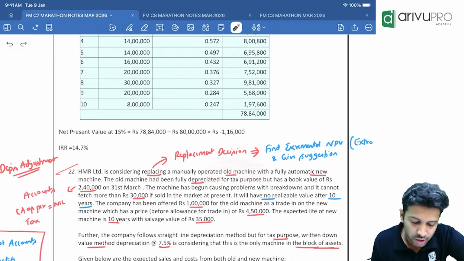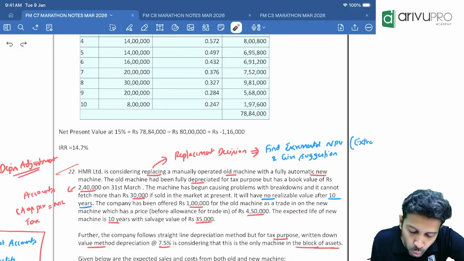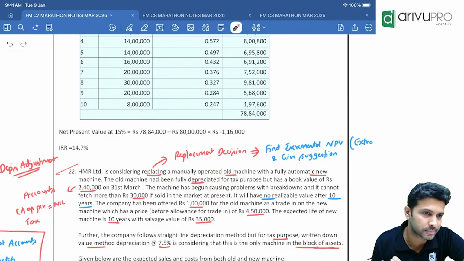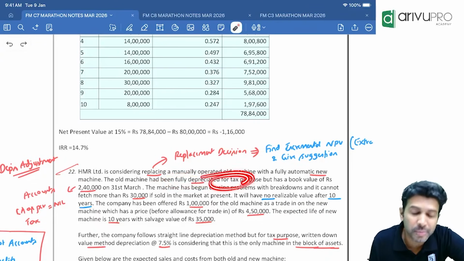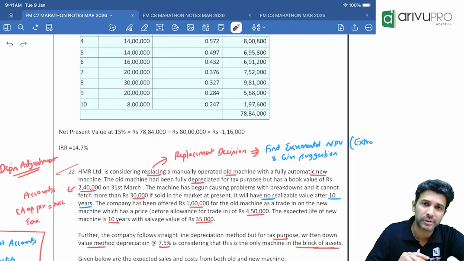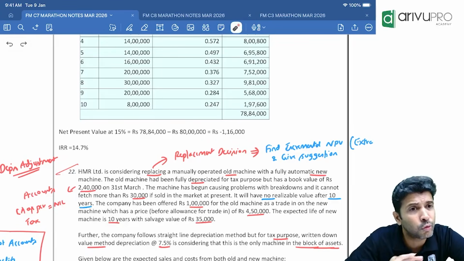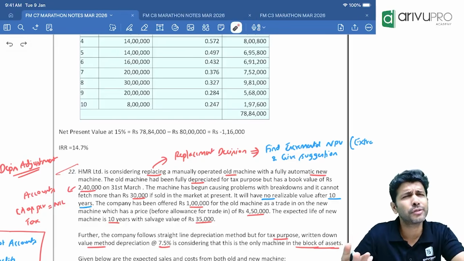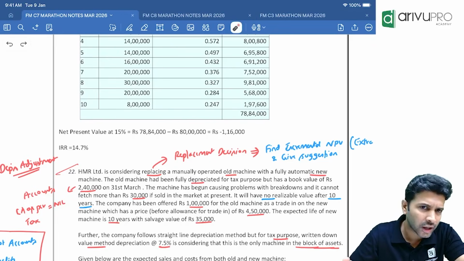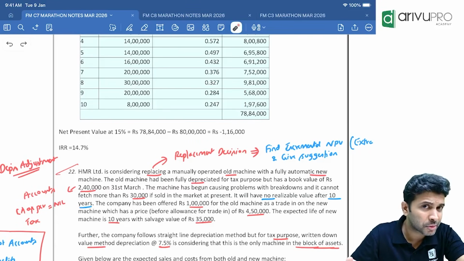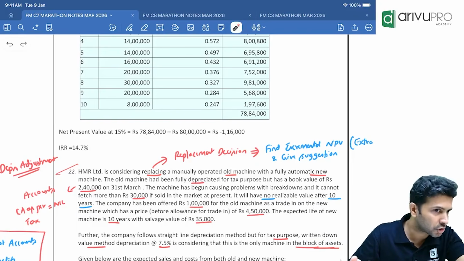Now, let's read the data. They want to replace the old machinery with new machinery. Fair enough. The old machinery has been fully depreciated for tax purposes. That means as per tax, can you claim any more depreciation on this, or is it fully depreciated? First of all, when we worked out the cash flow problem, from sales you said reduce all expenses. Does that expense exclude depreciation or include depreciation also? Even depreciation you need to reduce.